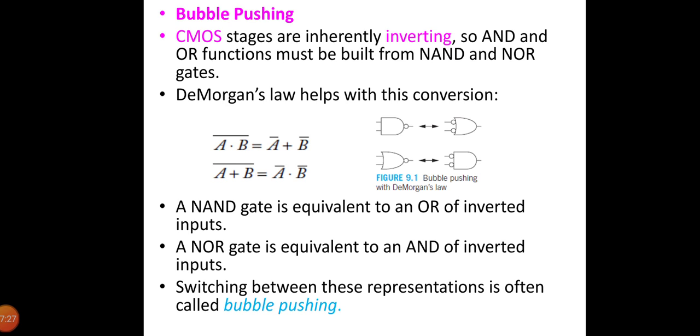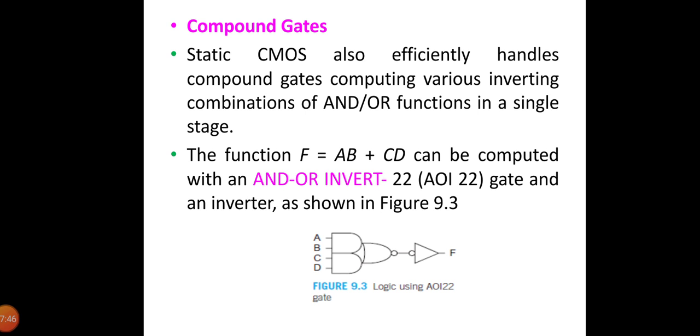CMOS stages are inherently inverting, and so AND and OR functions must be built from NAND and NOR gates. De Morgan's law helps with this conversion. (A dot B) the whole bar is equal to A bar plus B bar, and (A plus B) the whole bar is equal to A bar dot B bar. An AND gate is equivalent to an OR of inverted inputs. An OR gate is equivalent to an AND of inverted inputs. Switching between these representations is often called bubble pushing.